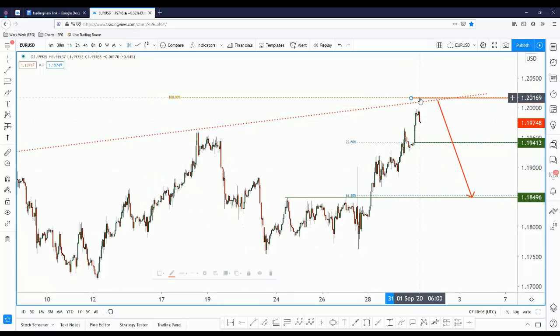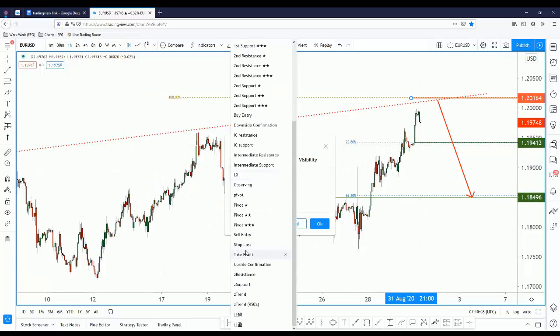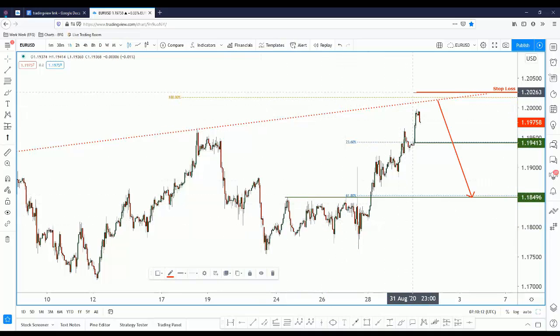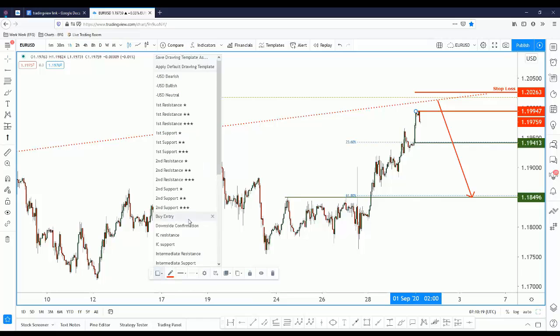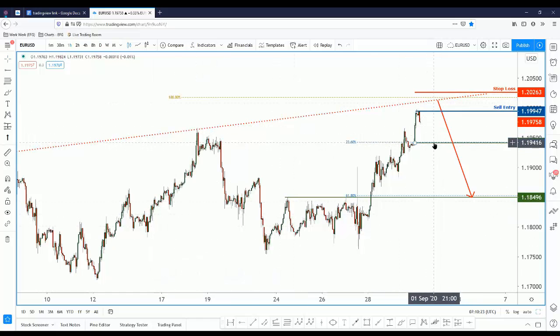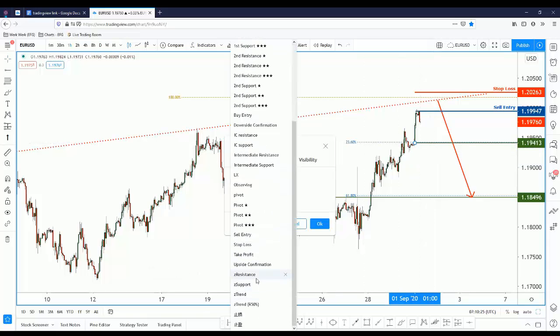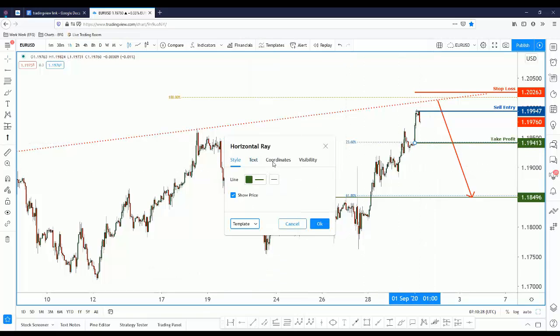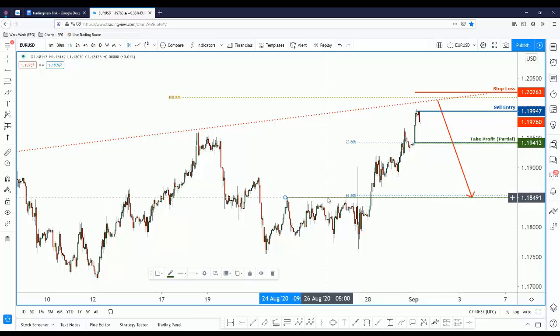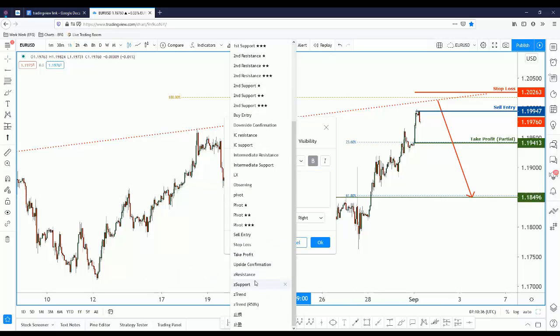So if anything, this can be our stop loss. I will actually back it up a bit to give the trade a bit of room to breathe, and the recent high as sort of a sell entry. And then of course this 23.6% as a partial take profit, and this 61.8 as the full take profit.